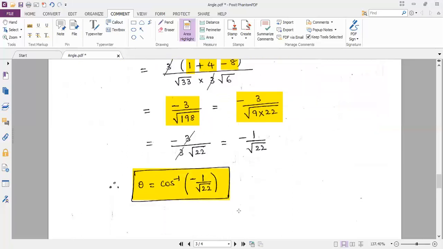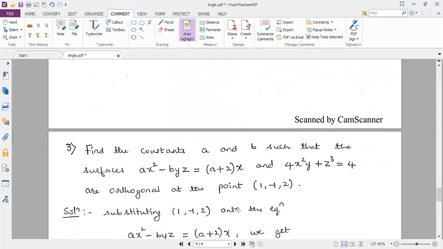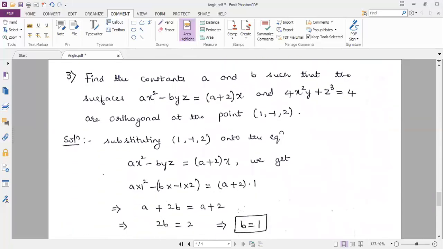Moving ahead. Next, we will see a problem on orthogonal condition.